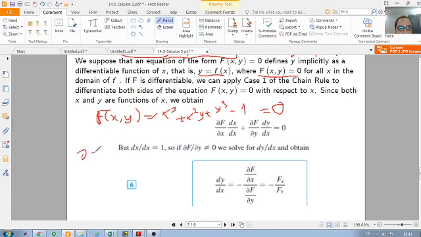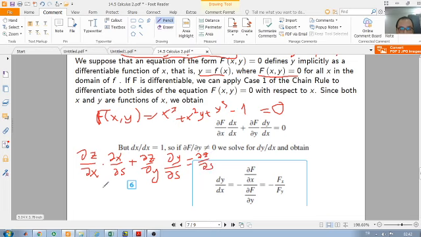namely del z over del x times del x over del s plus del z over del y times del y over del s. This is the formula for the derivative del z over del s.